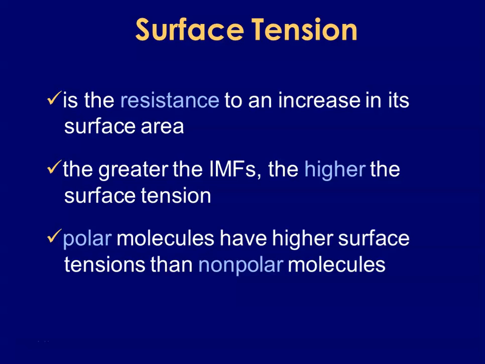All right, so what we're going to look at now are some properties associated with intermolecular forces. The first property that we're going to look at that can be explained in terms of values associated with intermolecular forces is surface tension. Surface tension is the resistance to an increase in your surface area. We see that this value is going to be greater with substances with more intermolecular forces or stronger intermolecular forces.